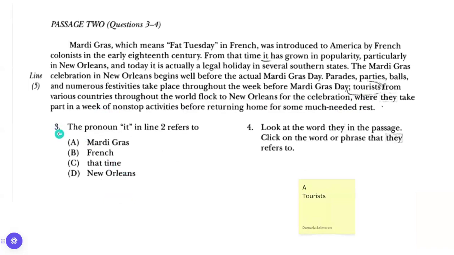Let's look at the questions. 3. The pronoun it in line 2, this is my line 2, refers to, there, this is my pronoun. Look at the word in the passage. Click on the word or phrase that they refers to. And I'll look for they. I'll scan quickly. And I see that is here, they, where they take part.